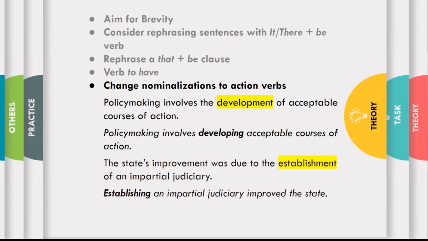Right? The state's improvement or the improvement of state was due to the establishment of an impartial judiciary. So actually this also means the improvement of state. It also has a prepositional cluster in it. Make sense? We can make this a verb. We can change it to establishing an impartial judiciary improved the state. Got it? Any question, confusion?